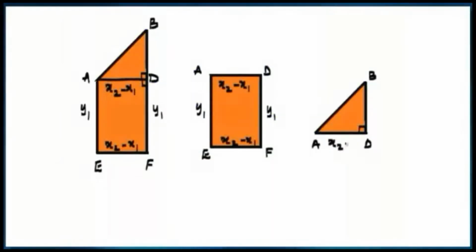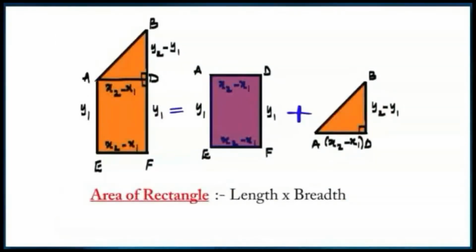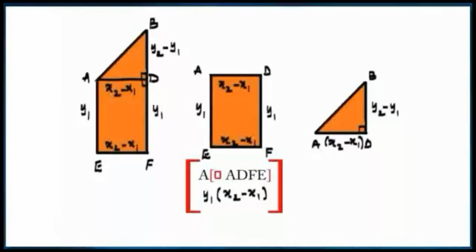Then the triangle: the base AD is x2 minus x1 and the height is BD. How to find BD? BF minus AE is equal to AD. So y2 minus y1 is equal to BD. You understand? If you add the areas of these two figures, we will get the area of the trapezium. The area of a rectangle is length into breadth, so y1 into x2 minus x1. Here y1 is the length and x2 minus x1 is the breadth.